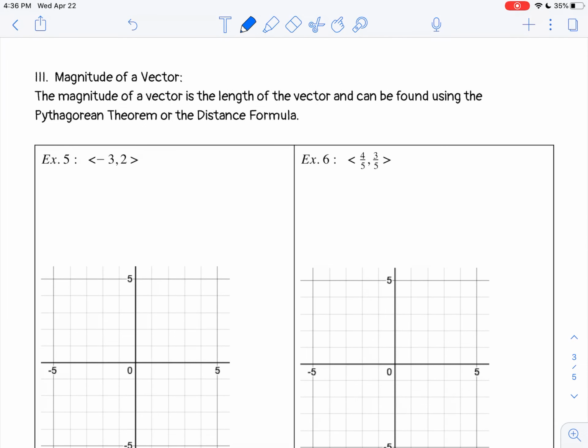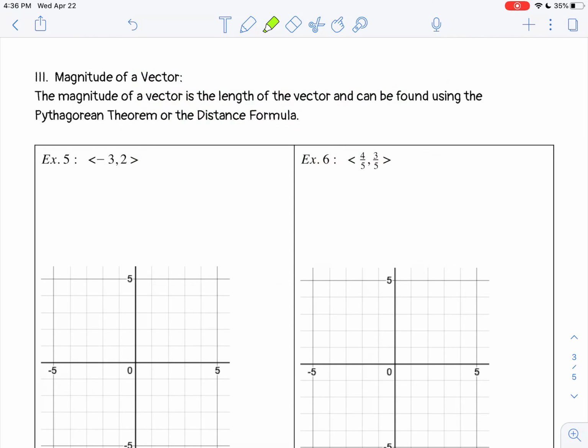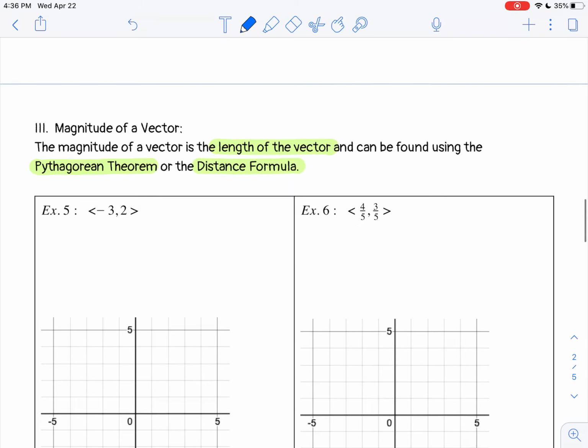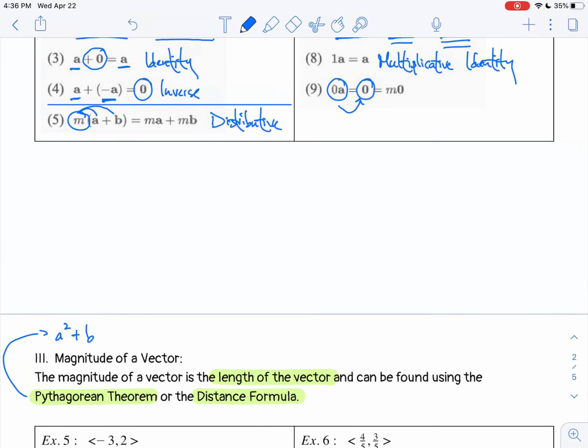Let's take a look at the magnitude of a vector. The magnitude of a vector is the length of the vector and can be found using either the Pythagorean theorem or the distance formula. To refresh your memory, the Pythagorean theorem is a squared plus b squared equals c squared, and the distance formula is the square root of (x2 minus x1) squared plus (y2 minus y1) squared.